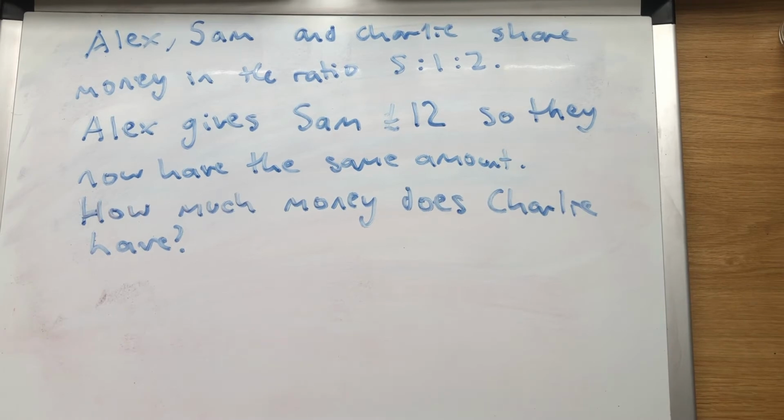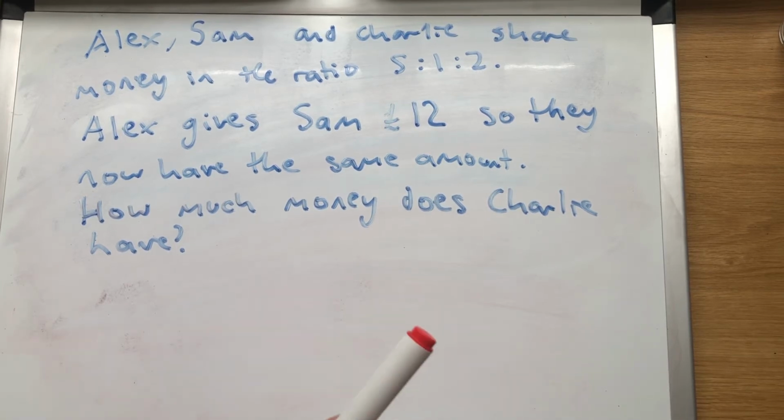Alex, Sam and Charlie share some money in the ratio 5:1:2. Alex gives Sam £12. They now have the same amount. How much money does Charlie have? Well, the good news is you're able to solve this. I know that you're able to solve this. I've taught this well enough for you to do this.